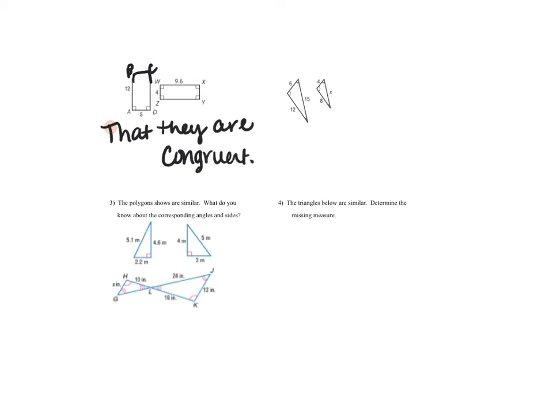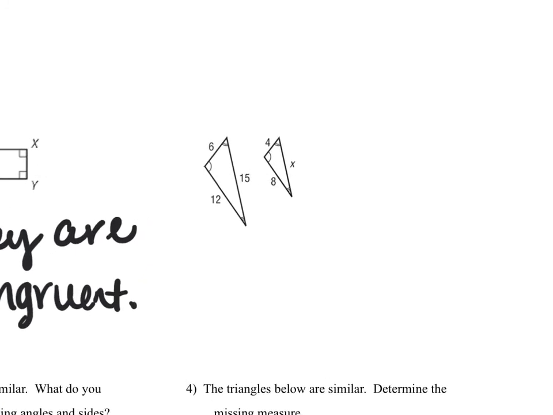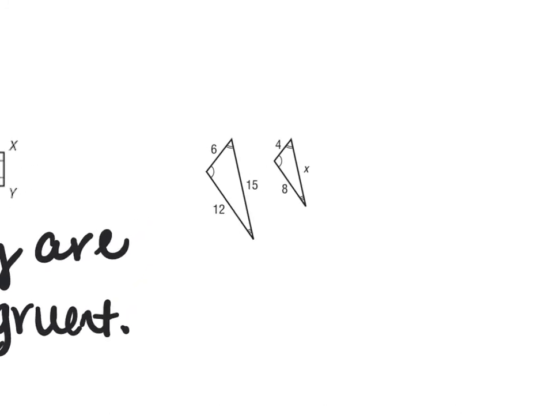Okay. What was that next question say? The triangles below are similar. Determine the missing measure. Okay, so now we're finding a missing measure. This is the one I'm going to color. I'm going to say this matches up, angle 1 to 2, because the angles are congruent.